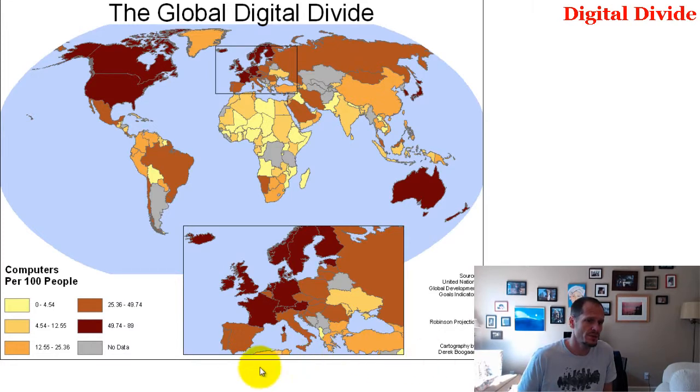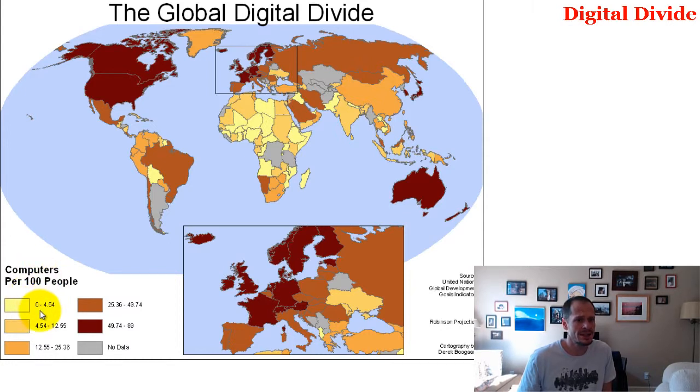This is computers per 100 people. If there is a dark burgundy red color, that's 50 to 90 computers per 100 people. You can see America, Canada, Europe, and Australia, New Zealand, and Japan. And that one there, I think that's South Korea. All those countries are doing really well, whereas these light yellow countries only have 0 to 5 computers per every 100 people.